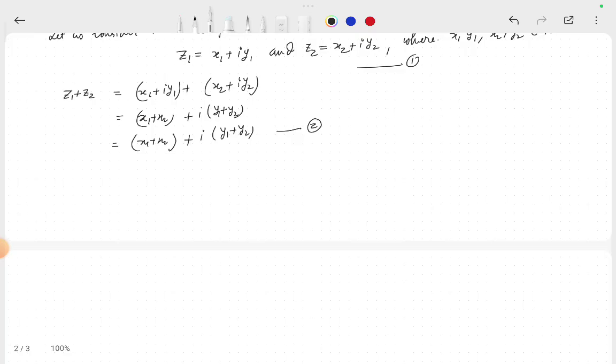It is a kind of complex number, and we already know how to calculate the modulus of a complex number. We take the square of the two real numbers and add them, right? So mod of z1 plus z2 equals root under (x1 plus x2) whole square plus (y1 plus y2) whole square, and that is equation number 3.